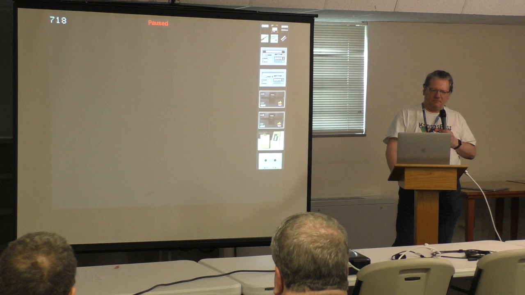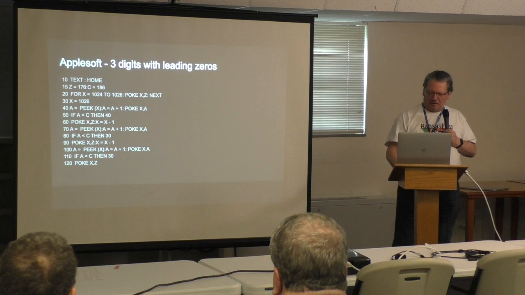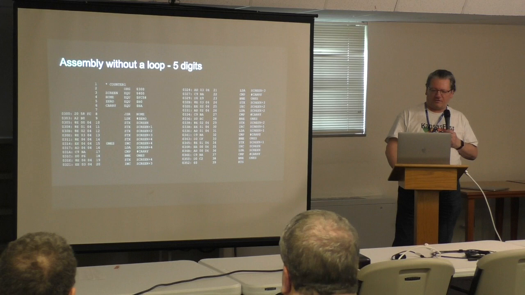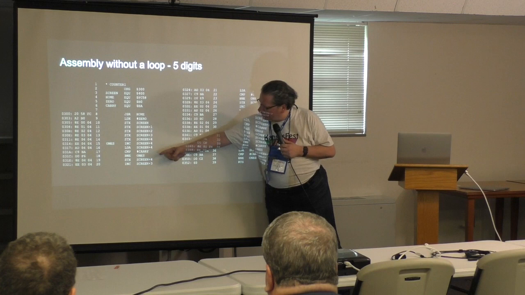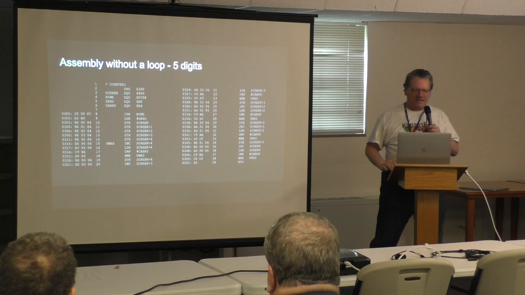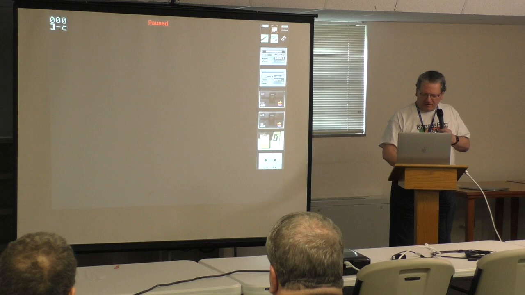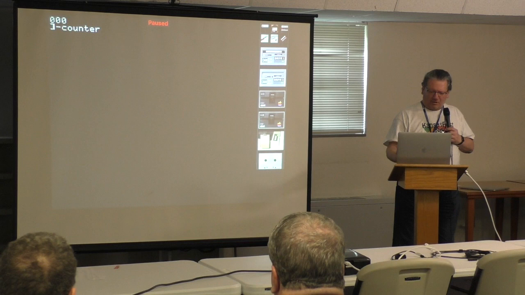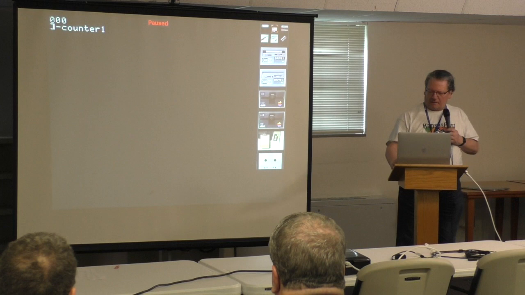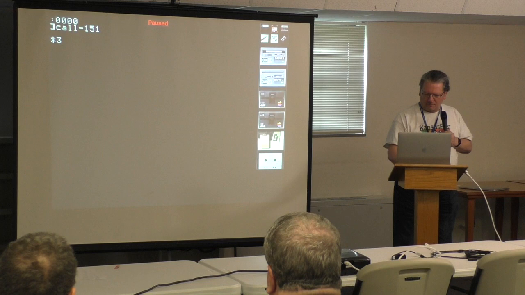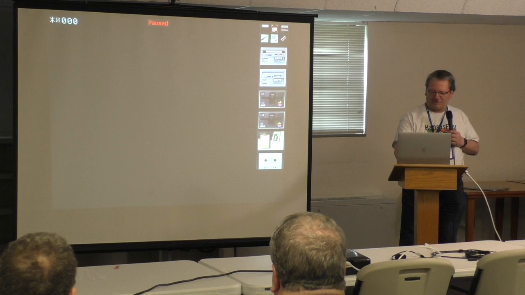But in assembly language, this is doing 5 digits instead of just 3 with no loop, and so it's got the same thing where it's doing the ones, and then it does the tens, and the hundreds, and the thousands, and the 10,000s. The same code duplicated for the next digit over. And that one, I don't know if this is just an artifact of Virtual ][, or if it would look the same on actual hardware, but the hundreds digit, did you notice that? I think it's just a stroboscopic effect on the hundreds digit there, that it looks like it's not changing, but the thousands digit you can see is very fast.